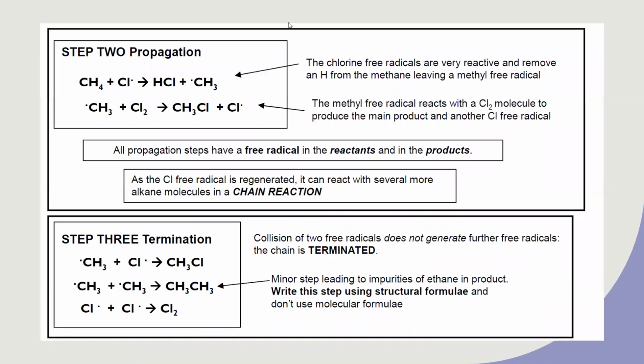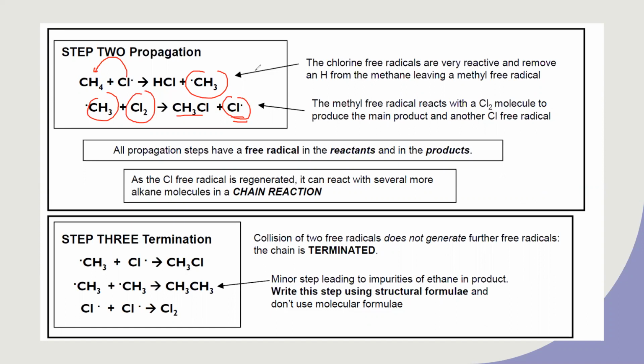Then propagation happens. A chlorine radical takes a hydrogen to form HCl plus a methyl radical. The methyl radical attacks another chlorine molecule to form methyl chloride and a chlorine radical. So this is called propagation. As you can see, a chlorine radical is produced again, so it can multiply. It's a chain reaction. The termination: how does this reaction stop?